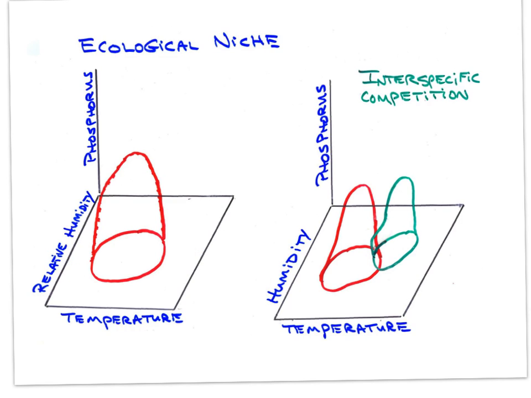On the left, I've tried to draw a niche of three dimensions, displaying optimal biotic and abiotic conditions that allow optimal resource gathering. On the right, I've drawn the three-dimensional niche of two species, the red and the green, and the two niches overlap, indicating competition for resources, interspecific competition.